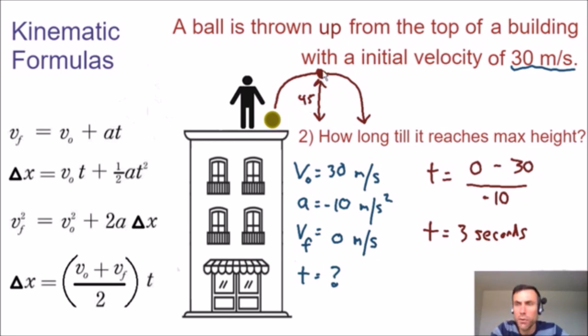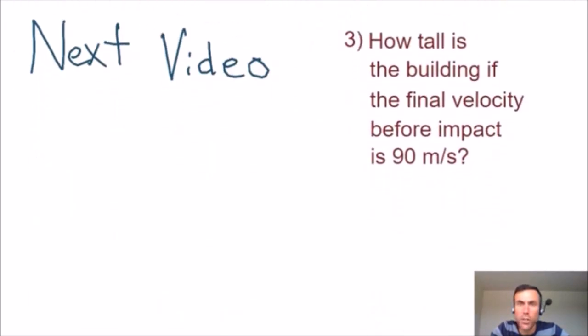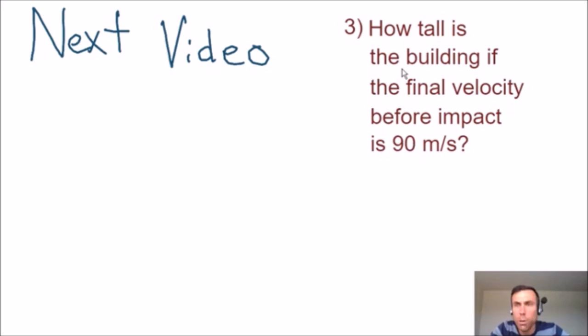So I hope this video gave you a better understanding of kinematics. In my next video, we're going to answer question number 3. How tall is the building if the final velocity before impact is 90 meters per second? So check that out if you want.